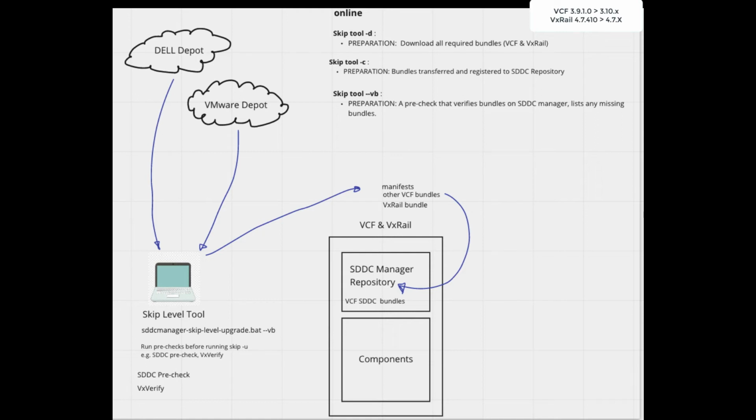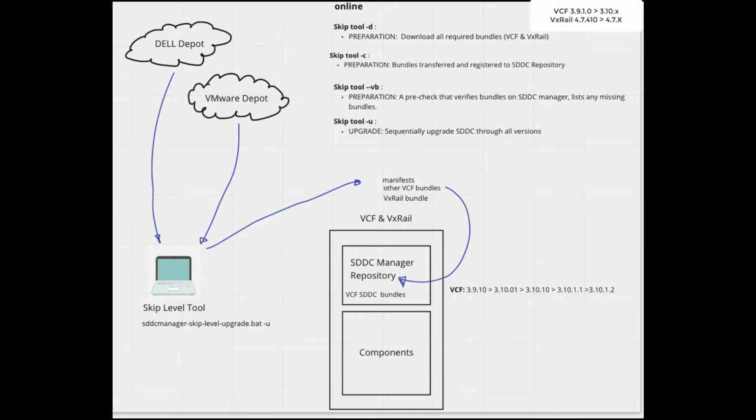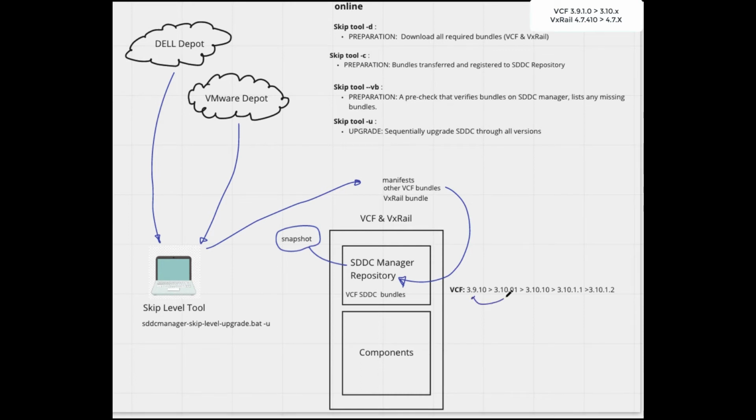for VxRail Manager. Now, if there were any bundles missing, then the VB option would have told you, and then you can just download that bundle separately. So now we're running the -U, which is the upgrade. A snapshot's taken of the SDDC Manager, and then the upgrade begins, and SDDC Manager will be taken through all those upgrades in order, back to all the bundles we downloaded earlier on.